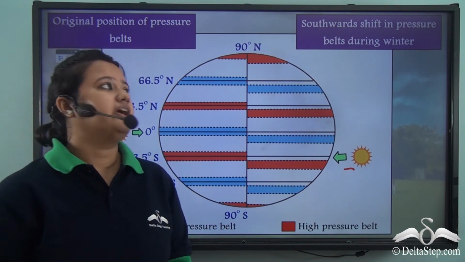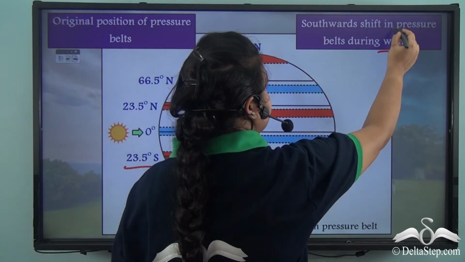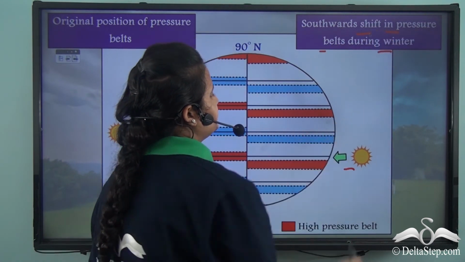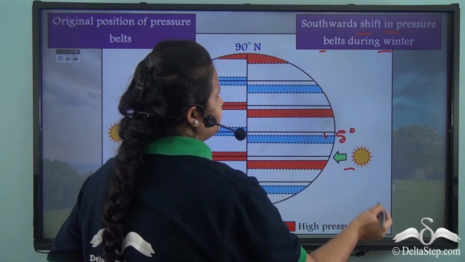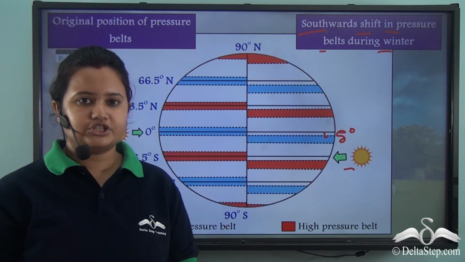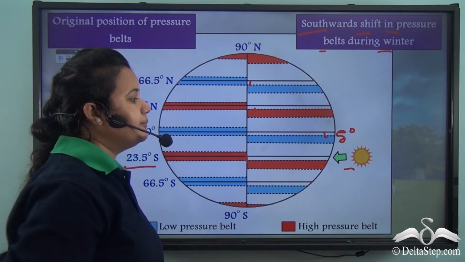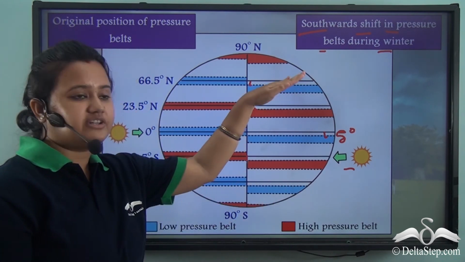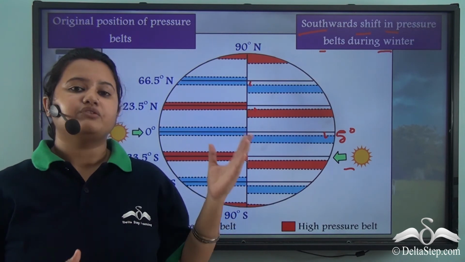So during winter, the pressure belts shift 5 degrees southwards compared to their original position. See, in each case, the pressure belts shift 5 degrees southwards, and this happens during winter.